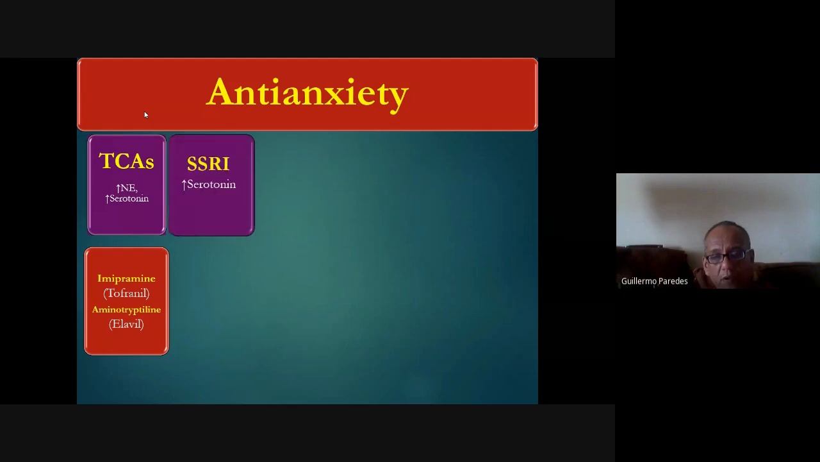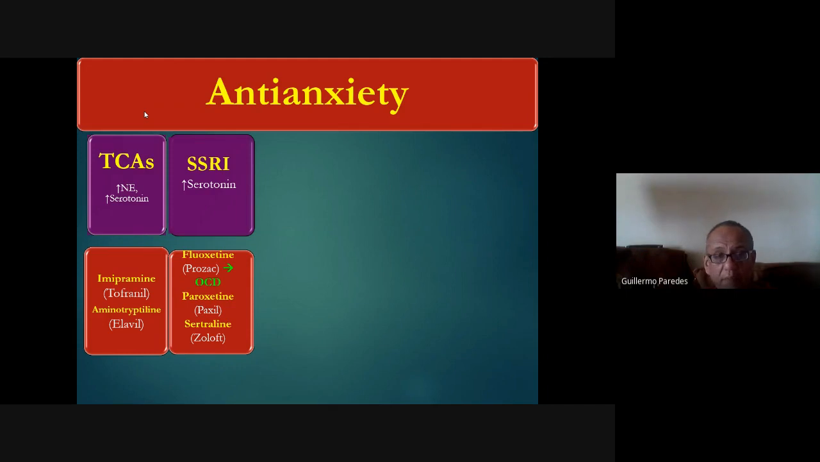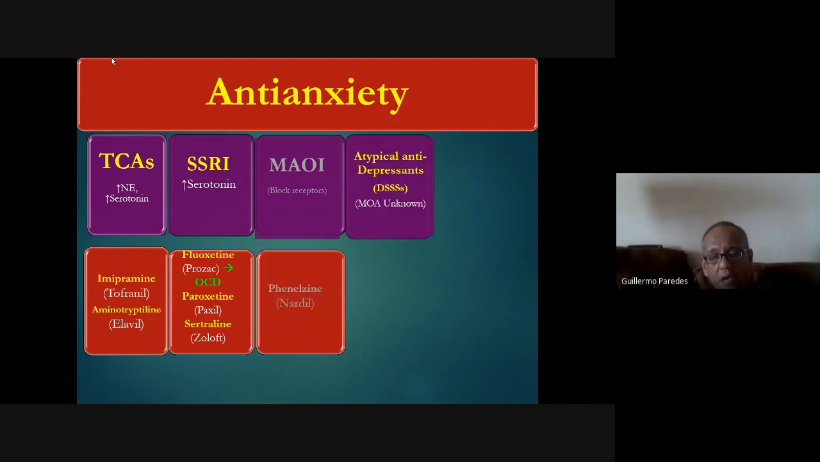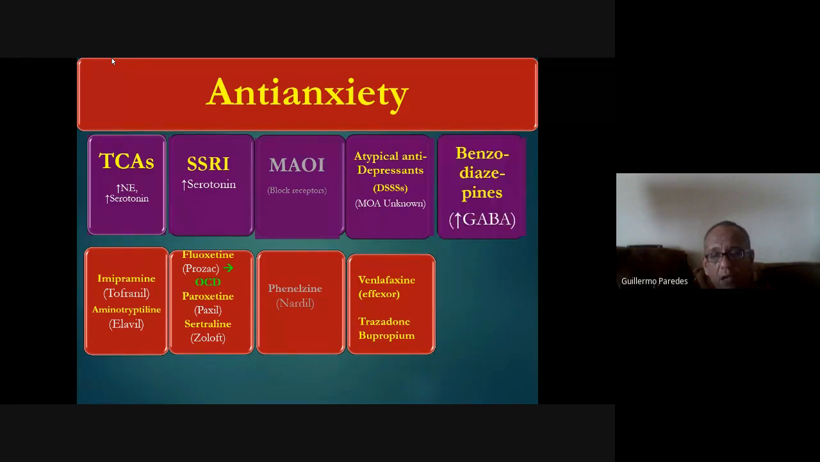Anti-anxiety medications, we are going to have the TCA, the tricyclic antidepressive medication, used for anti-anxiety. We have the SSRI, we have the MAO inhibitors, and we have the atypical antidepressants. We are going to talk about that, being used for depression and it can be used for anxiety. And we are going to talk about the queen here, the benzodiazepines. Okay? All right, so let's start.